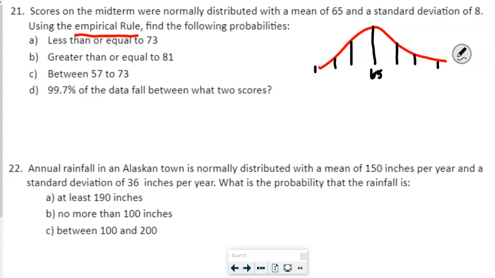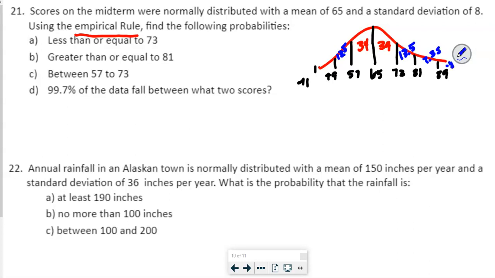So when we do that, we add 8, we get 73, and then we get 81, and then we get 89 here. And when we go left, we're subtracting. So we get 57, 49, and 41. Okay, now remember, on your formula sheet, you have these percentages. This is 34, this is 34, and the formula sheet will be on the test. This is going to be 13.5 and 13.5, 2.35 and 0.15.